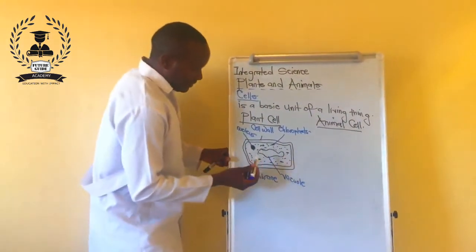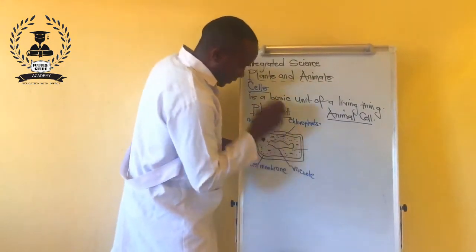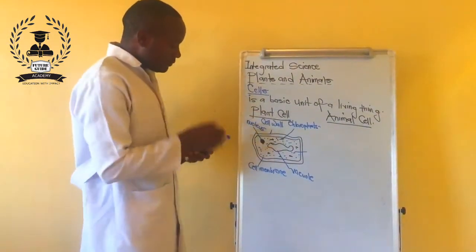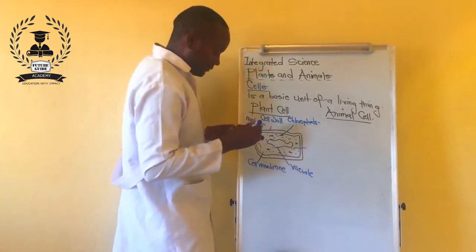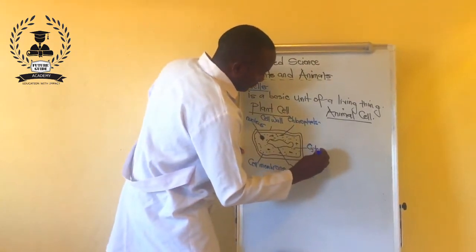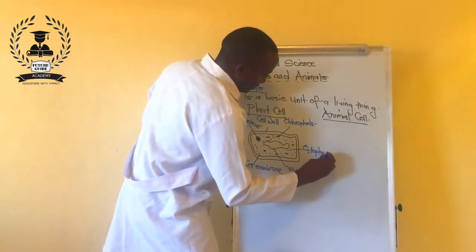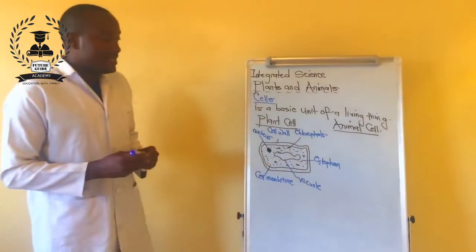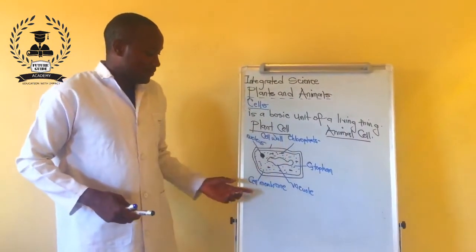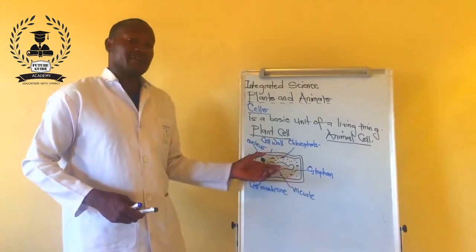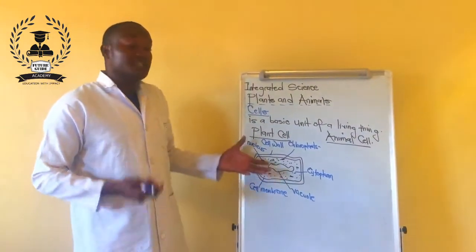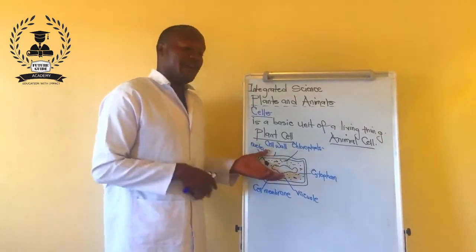Okay, and then from the chloroplasts, we're going to have what we're going to call the cytoplasm. So basically these are the major parts of a plant cell. We have the nucleus, we have the cell wall, we have the cell membrane, we have the cell vacuole, we have the chloroplast as well as the cytoplasm. So this is exactly what we see under a microscope.